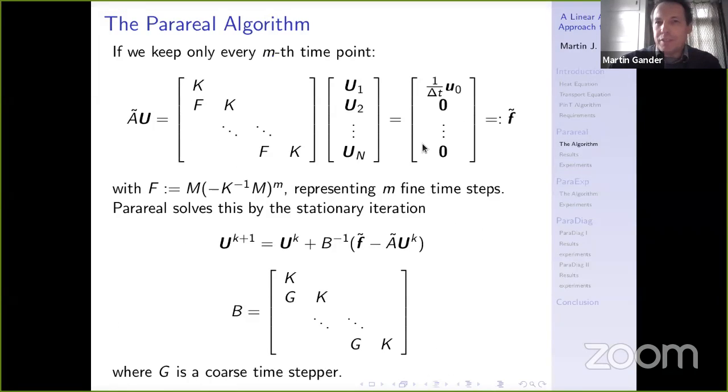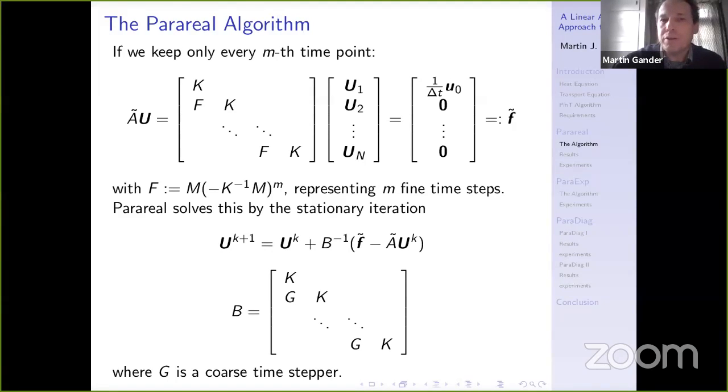You could also eliminate more time points. Suppose we eliminate all time points and keep only every mth time point. Then the system becomes much, much smaller. It still is of the same form, with the k's on the diagonal. But here now we have what I call F, and F is a matrix which applies the time step m times. So we just go over m steps here. In general, we use uppercase letters now for the unknowns, because in the Parareal algorithm, uppercase means we're at the coarse time points now. Every fine time point has been eliminated.